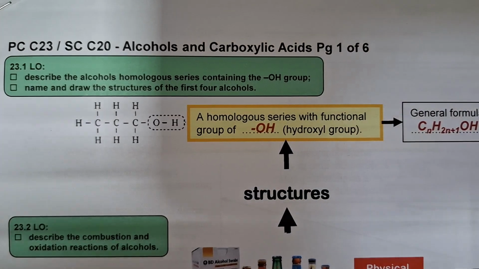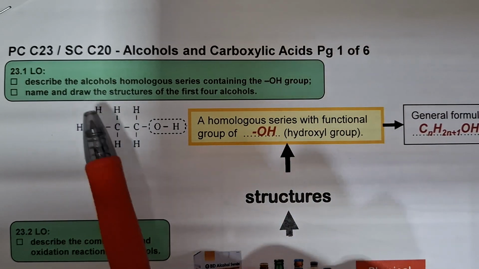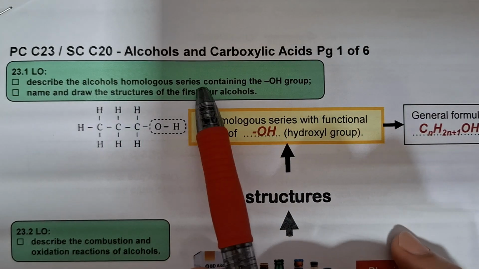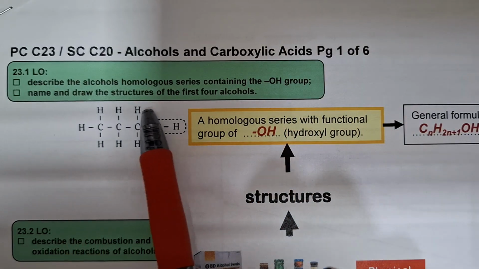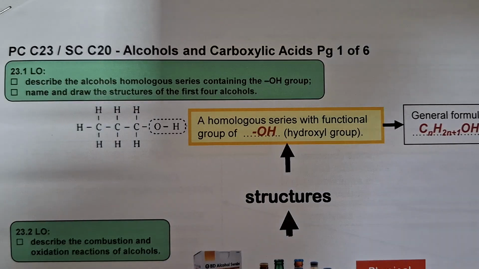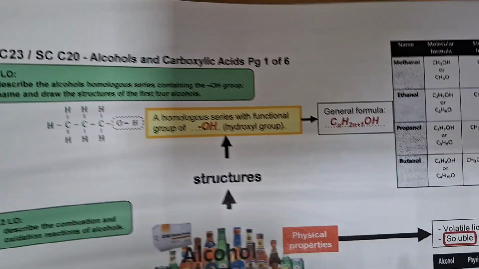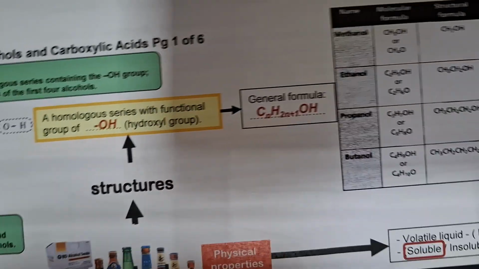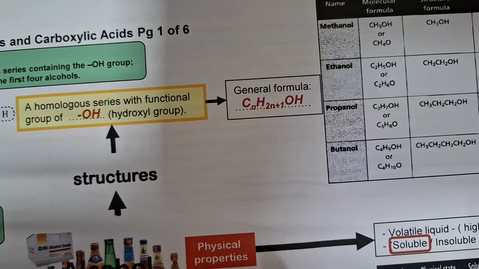Hi, this is the alcohols and carboxylic acid mind map. So the first learning objective is to describe the alcohol homologous series containing the OH functional group, and name and draw the structures of the first four alcohols. So you are only expected to know methanol, ethanol, propanol as well as butanol. Beyond that, you are not expected to know.